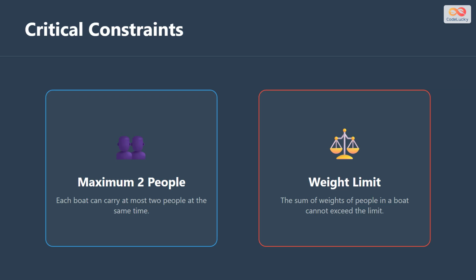Before we start solving, we must understand the rules. First, each boat has a capacity limit of exactly 2 people. You cannot squeeze 3 people onto one boat, no matter how light they are. Second, there is a strict weight limit. The combined weight of the people on a boat cannot exceed this limit.